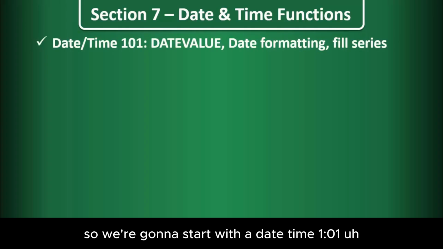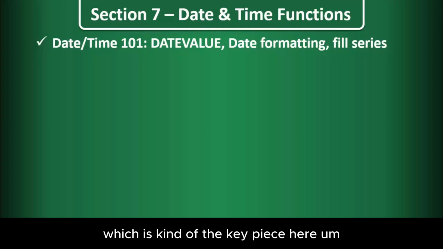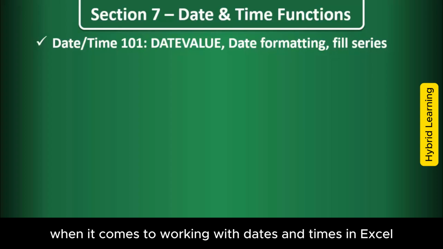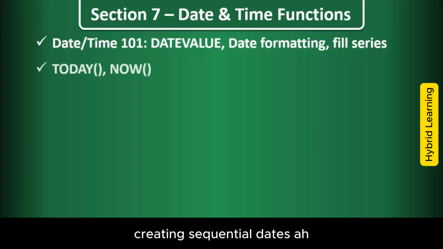So we're going to start with the Date Time 101 section or intro, where we'll talk about the date value, which is kind of the key piece here, and why it's going to be your new best friend when it comes to working with dates and times in Excel. And talk date formatting, and then the fill series option, which is a nice little shortcut for creating sequential dates. We'll go into today and now, which are volatile functions that return the current date and the exact current time.